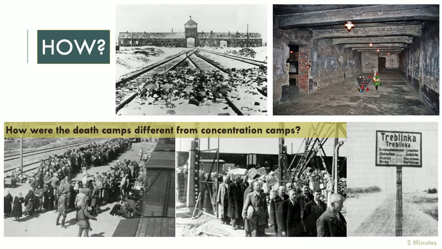So how were death camps different from concentration camps? These camps were built specifically for killing. They were not intended to have labor. They were not intended for you to live there for a long time. They were intended for you to be sent to a gas chamber like the one you see pictured here.